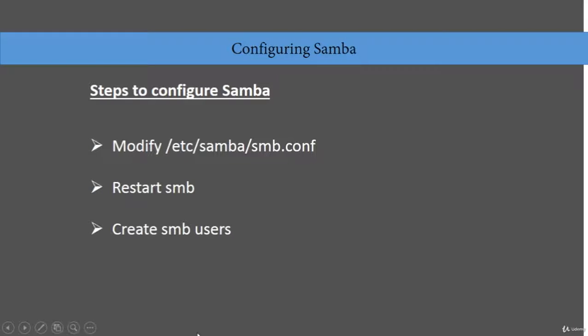Okay, students, so now we are into the actual configuration part. There are only 3 steps to configure the Samba server so it can start sharing. You have to modify the RHCE samba.conf, which we talked about in the previous section also. Then we're going to restart the process called SMB, and then we're going to create SMB users. So these are the only 3 steps that we need to do.